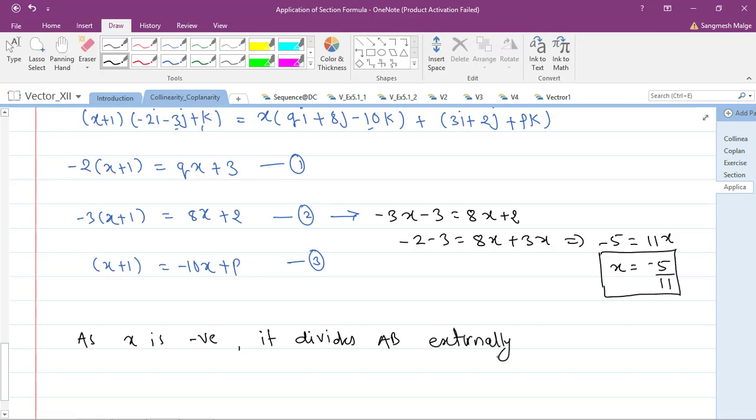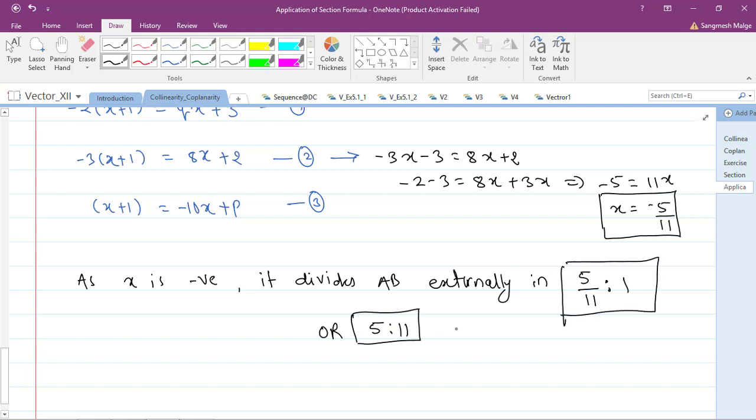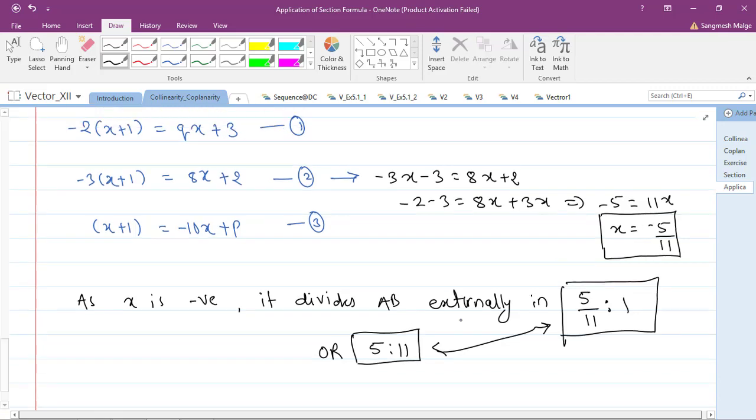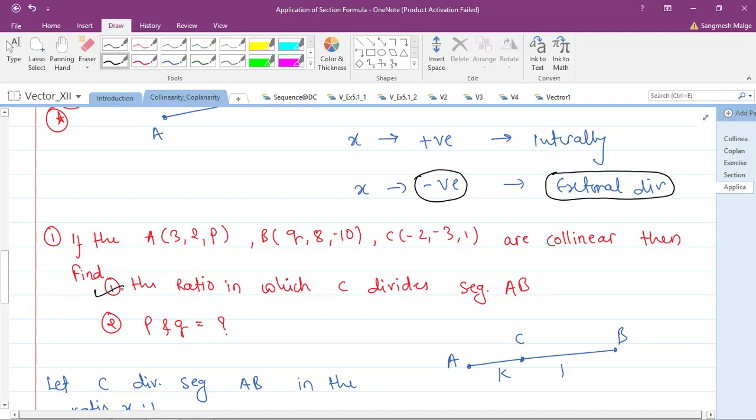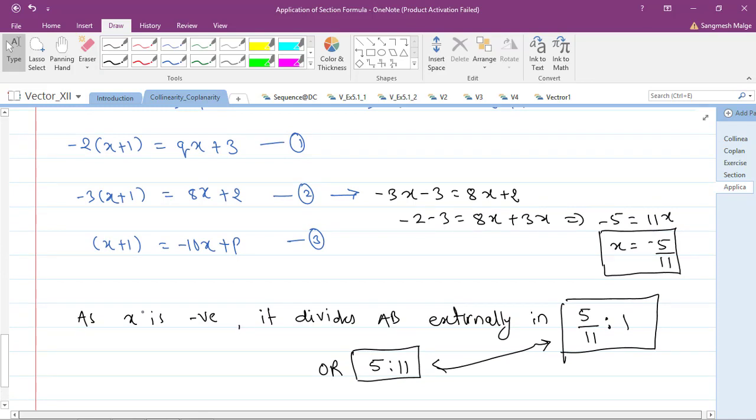Now what will be the ratio then? Externally, in the ratio 5 by 11 is to 1, or if I multiply by 11 on both sides, what you will get? 5 is to 11. So this is your answer. Both are correct, both are same. So it divides externally in the ratio 5 is to 11. Now next question, this is the answer to your first question. Next, we have to find out the value of p and q. So make use of equation 2 and 3 and substitute the value of x.